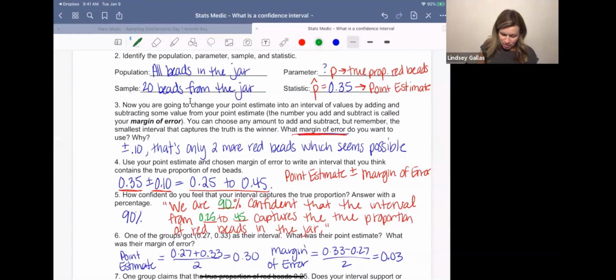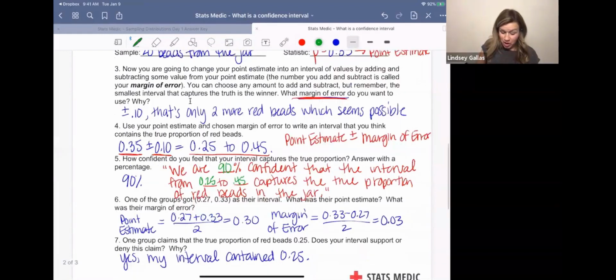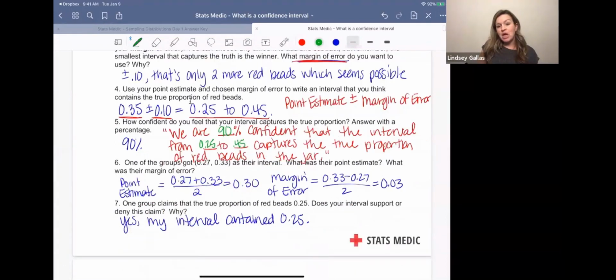All right, and then in number 6, we're given an example where the confidence interval one of the other groups made was from 0.27 to 0.33. So what was their point estimate? Meaning, what was their starting point? Well, in this case, their starting point is going to be right in the middle of that interval. Remember, we started out up above with point estimate plus or minus margin of error. So to figure out the point estimate, we can work backwards and think, okay, it had to be right in the middle. So I'm going to label this interval as A to B.